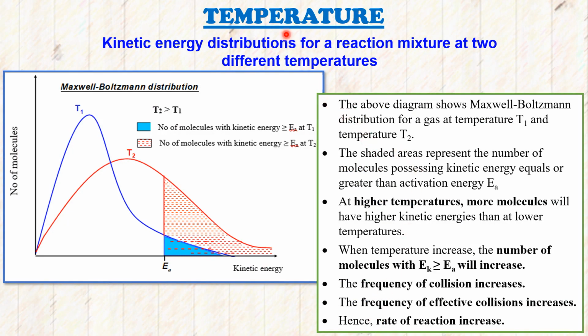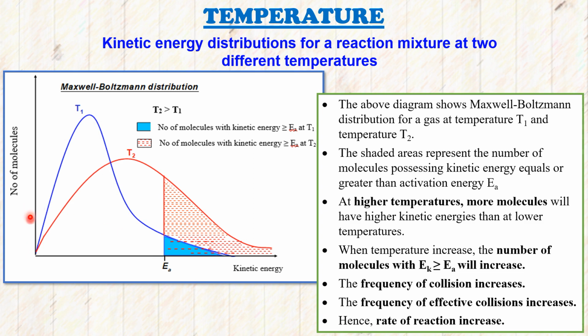Alright, so in terms of temperature, you have to know about this Maxwell-Boltzmann distribution curve. The kinetic energy distribution for a reaction mixture at 2 different temperatures. If we compare the kinetic energy for the reaction at 2 different temperatures, what you should know about this Maxwell-Boltzmann distribution? There are 2 temperatures, T1 and T2. T1 is a lower temperature than T2. For example, let's say T1 here is 80 degrees and T2 here is 100 degrees. The region under the curve, for example for T1, refers to the total number of molecules at T1.